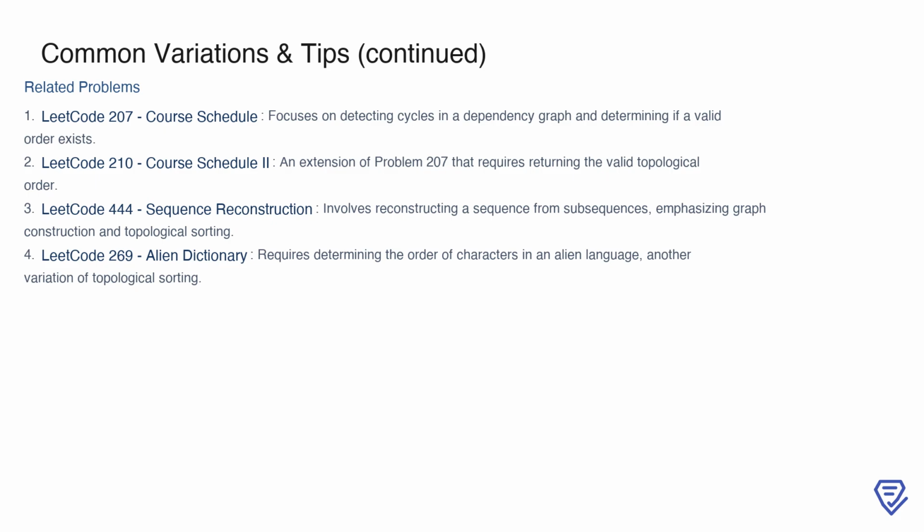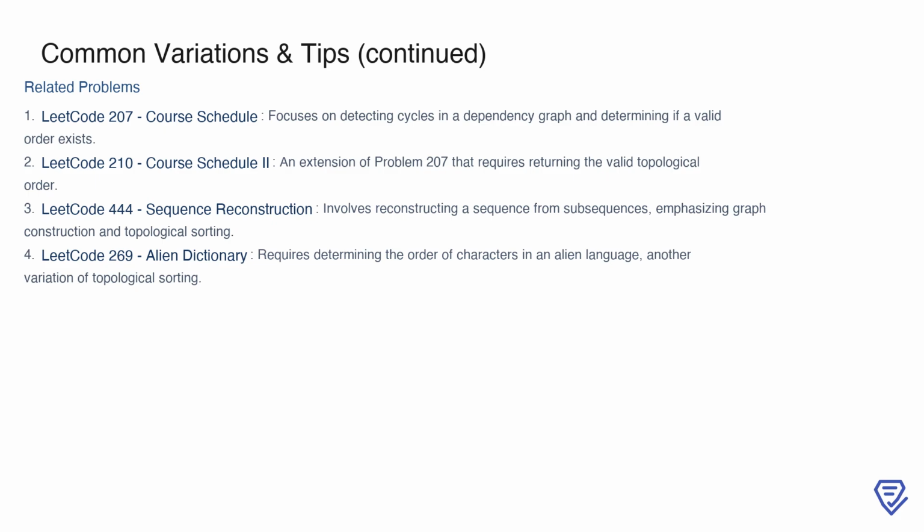This problem is closely related to several other LeetCode problems that also involve graph-based dependency resolution. For instance, LeetCode 207, Course Schedule, focuses on detecting cycles in a dependency graph to determine if a valid ordering is possible. Building on that, LeetCode 210, Course Schedule 2, extends the challenge by requiring you to return the valid topological order. Another related problem is LeetCode 444, Sequence Reconstruction, where the goal is to reconstruct a sequence from given subsequences. This emphasizes the importance of graph construction and topological sorting.